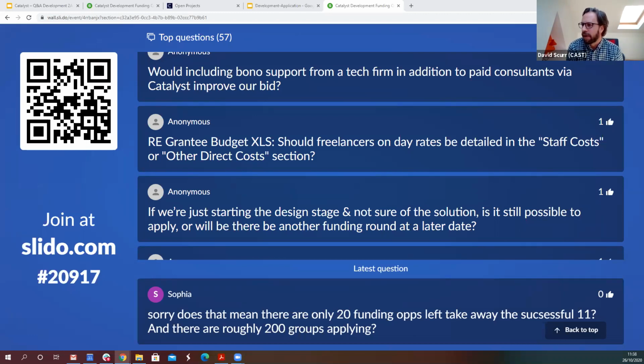Another question around budgets and the budget sheet that's in the application. Should freelancers on day rates be detailed in the staff costs or other direct costs section? It's quite specific. The freelancers' rates should really go in other direct costs. They'd be considered another direct cost and not a staff cost. So that would be my answer to that one.